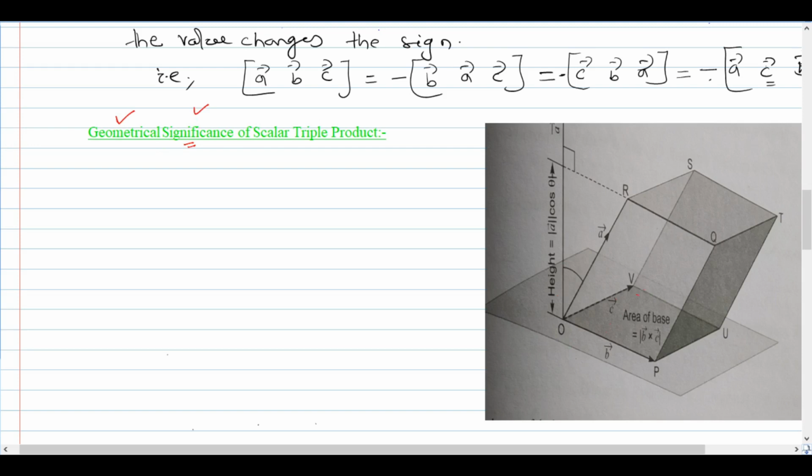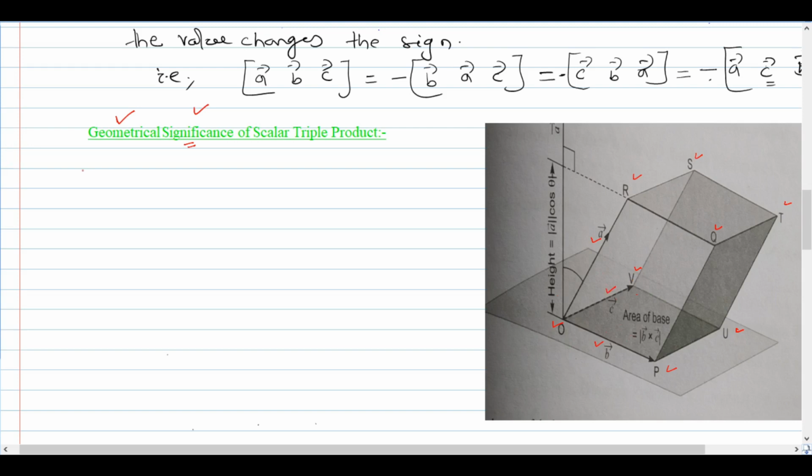Let us figure out geometrically how to see the scalar triple product. Suppose this is a parallelepiped. What is the name of the parallelepiped? OPQRSTUV. Let OPQRSTUV be a parallelepiped whose co-terminal edges, that is the three edges, OR is the A side, OP is the B side, and OV is the C vector. Side means we represent it by a vector.